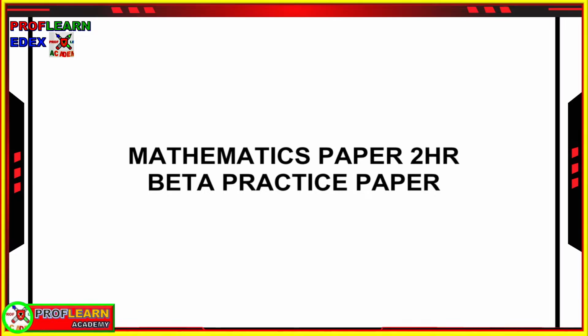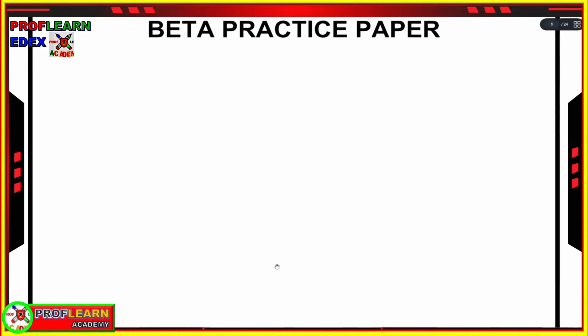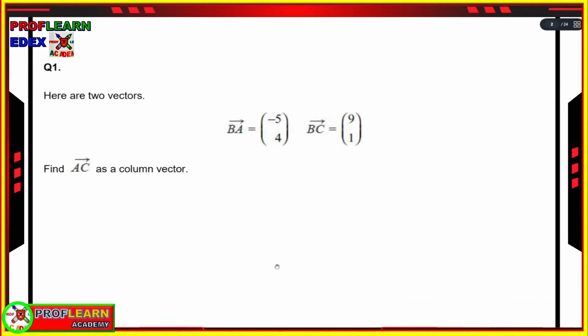So we are going to look at this mathematics paper 2 HR, better practice for the regionals paper. So those guys who are taking HR papers, this is a walkthrough for you. Now suppose you are supposed to find the column vector AC.